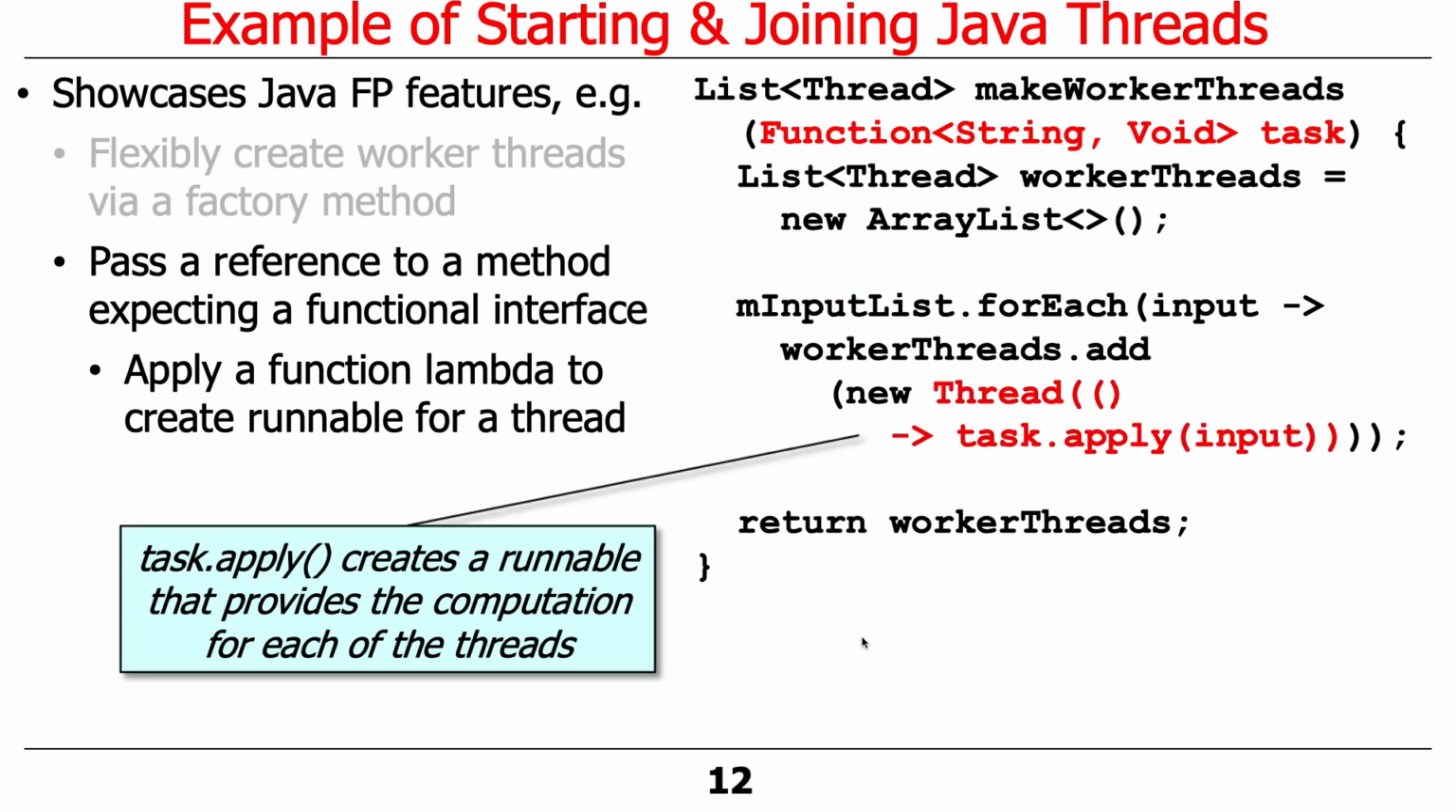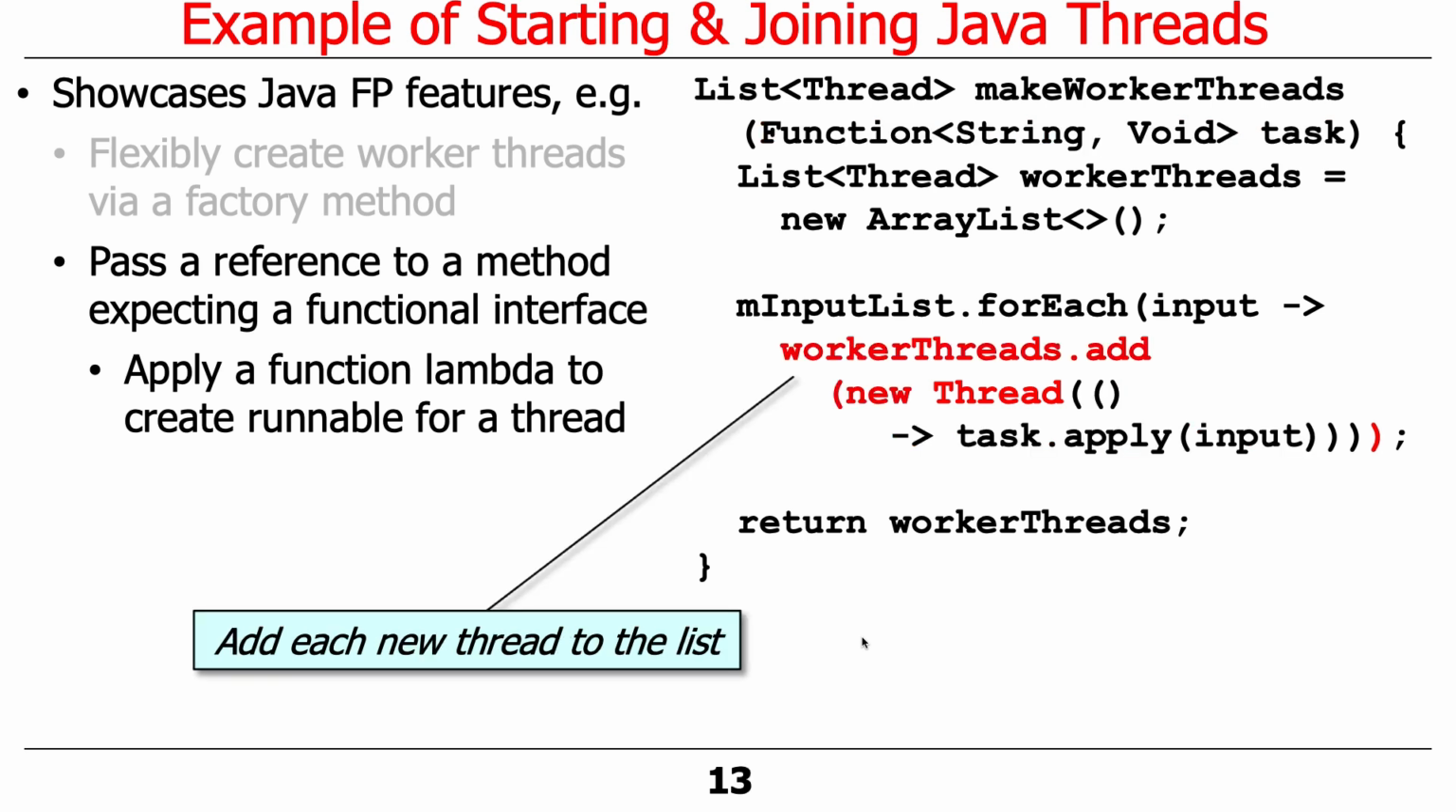So for each string in the list of strings, we go ahead and we're going to create a lambda expression that will apply the task to that input string. Now keep in mind that when we make this lambda expression call here, there is no work being done. All this is doing is saying when the thread is started, this is the computation we want it to perform. So this is actually not doing any work at this point. It's making a thread that has work that will be done when the thread starts to run.